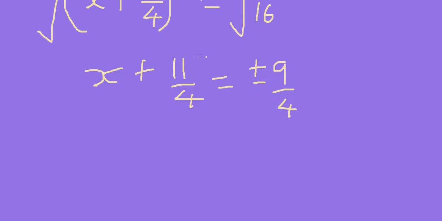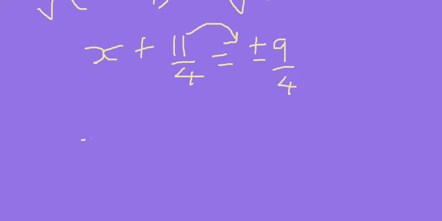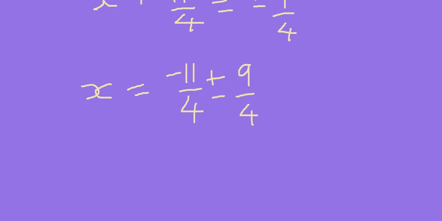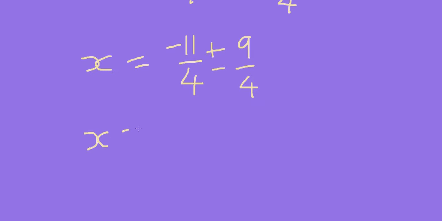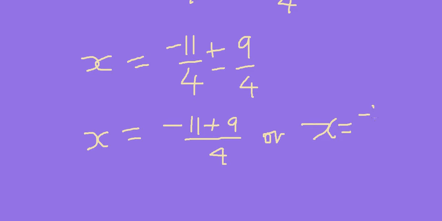We are approaching the end of this question. Then we move 11 over 4 to the right hand side. It is positive in the left hand side. When it goes to the right hand side, it is going to change to negative. So x will be equal to negative 11 over 4 plus or minus 9 over 4. We continue. So x equals negative 11 plus 9 over 4, or x equals negative 11 minus 9 over 4.